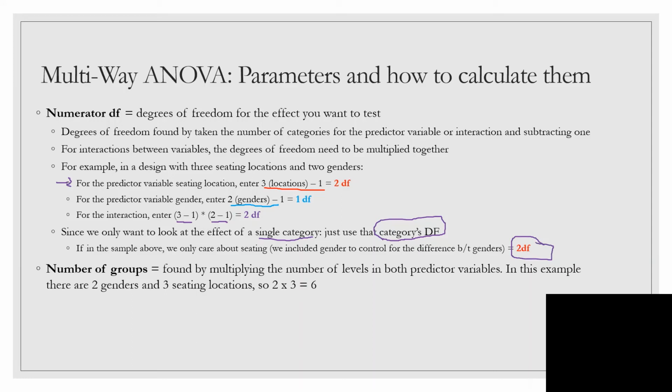Now for the number of groups, it's found by multiplying the number of levels in both predictor variables. So here we have two categories. We have genders, which has 2, and then 3 seating locations. So the number of groups is 2 times 3 equals 6.